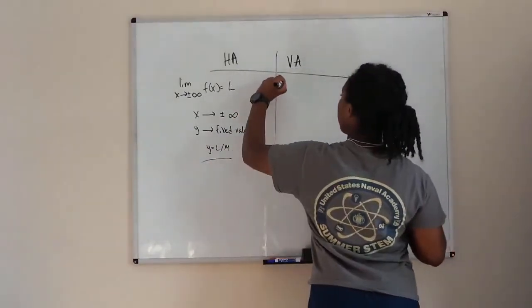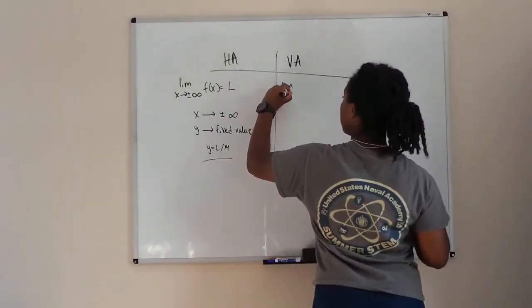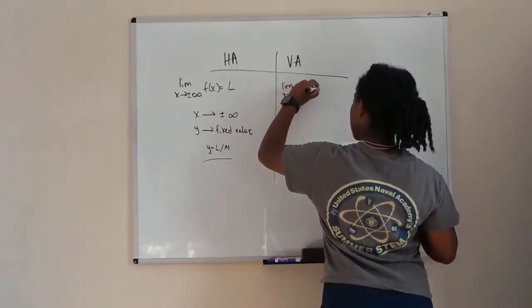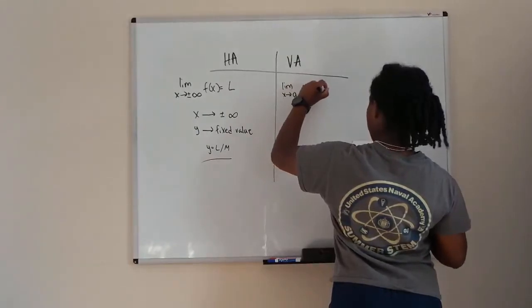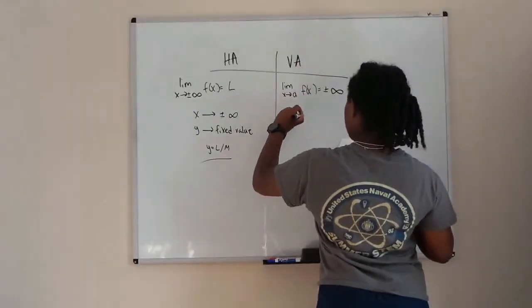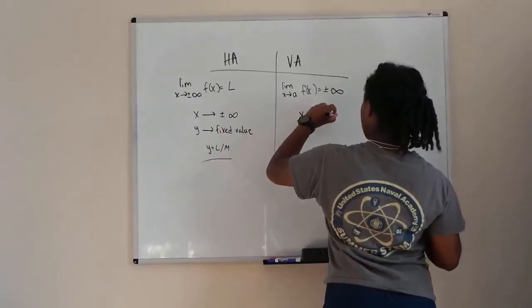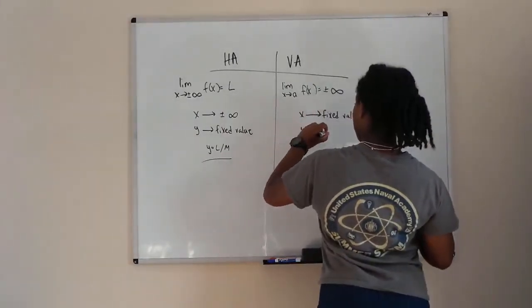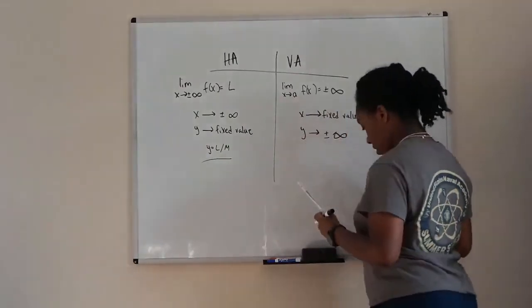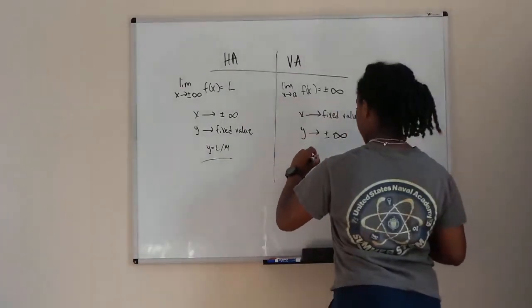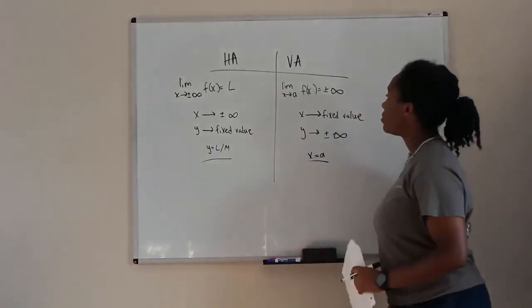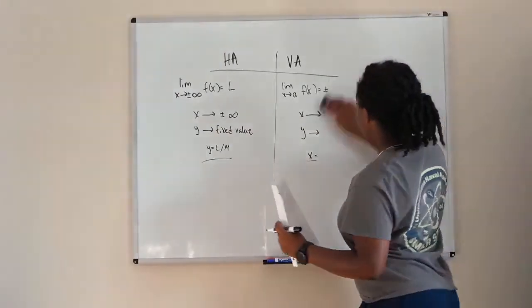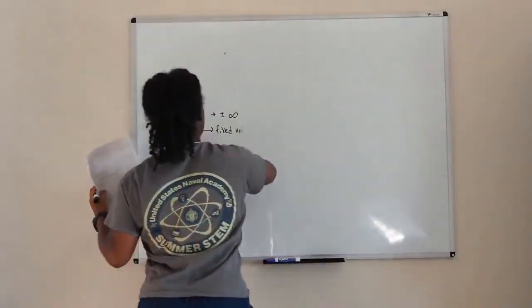Then on the other hand, for vertical asymptote, the limit as x approaches a of f of x is equal to positive or negative infinity. So x goes to some fixed value, but y goes to positive or negative infinity. And so the one to remember for this one is x is equal to a. This is just a quick summary of the vertical and horizontal asymptotes that we've seen.